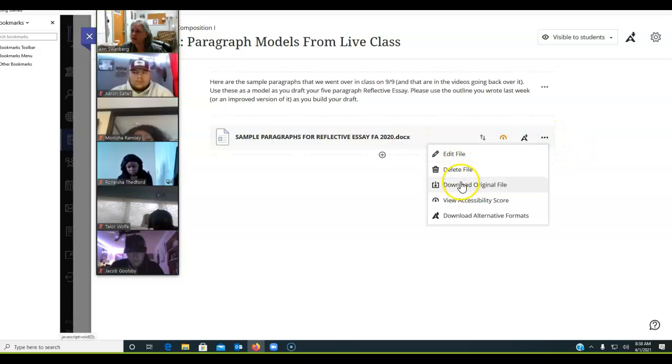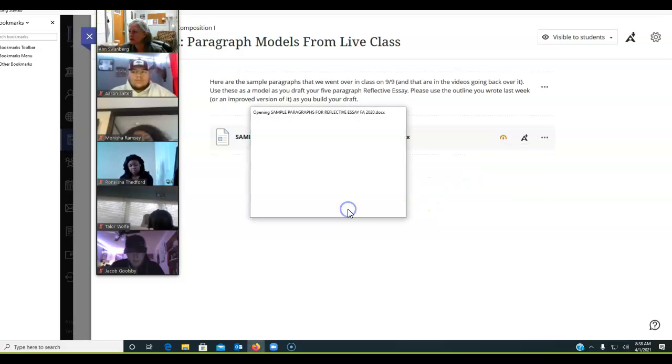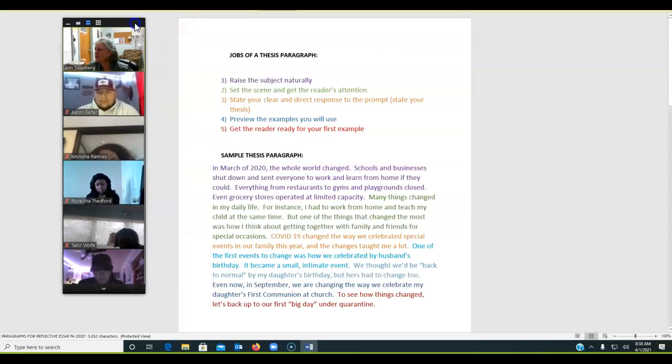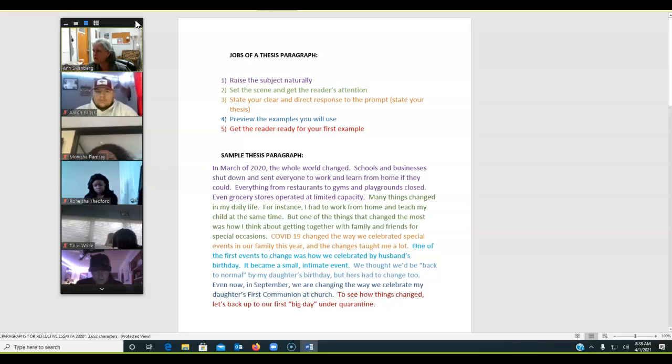So we're going to take another look at this. This is the sample paragraphs for reflective essay. And I'm going to take a look at this with you. We're going to look at thesis and concluding paragraphs. There are also tutorials that go with this.